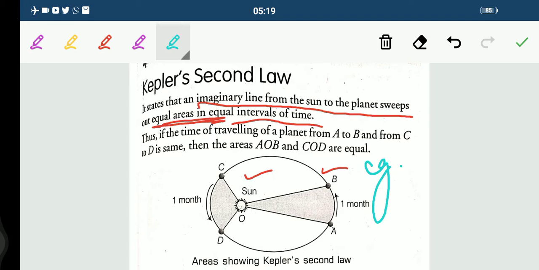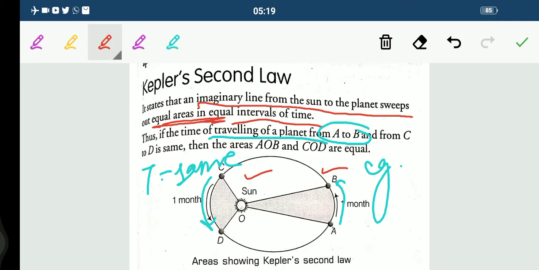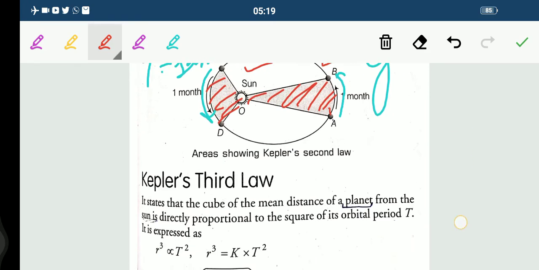See, if the time of travelling of a planet from A to B, and from C to D, is the same, if the time of travel is the same, so time is same here. So remember one thing, then the areas AOB and COD are equal. Remember this thing. If time is the same from A to B and C to D, then areas AOB and COD are also equal. This is the statement of the second law.